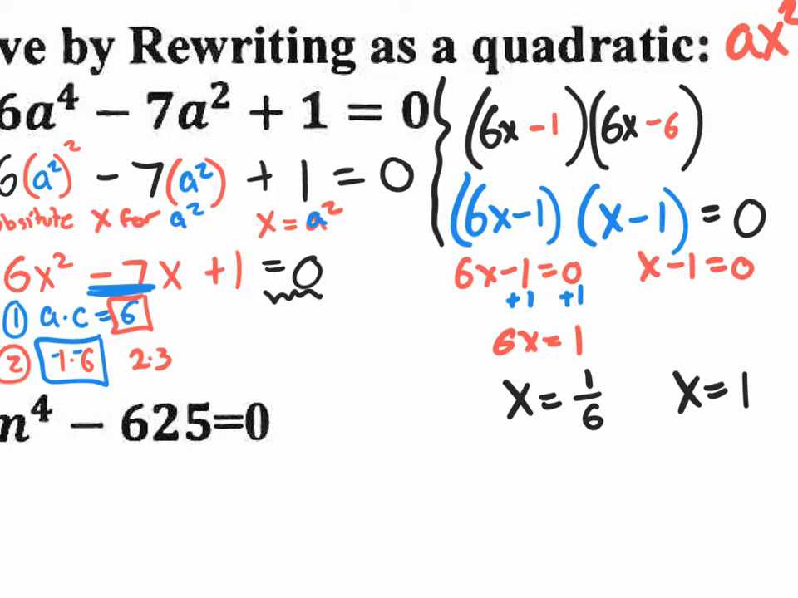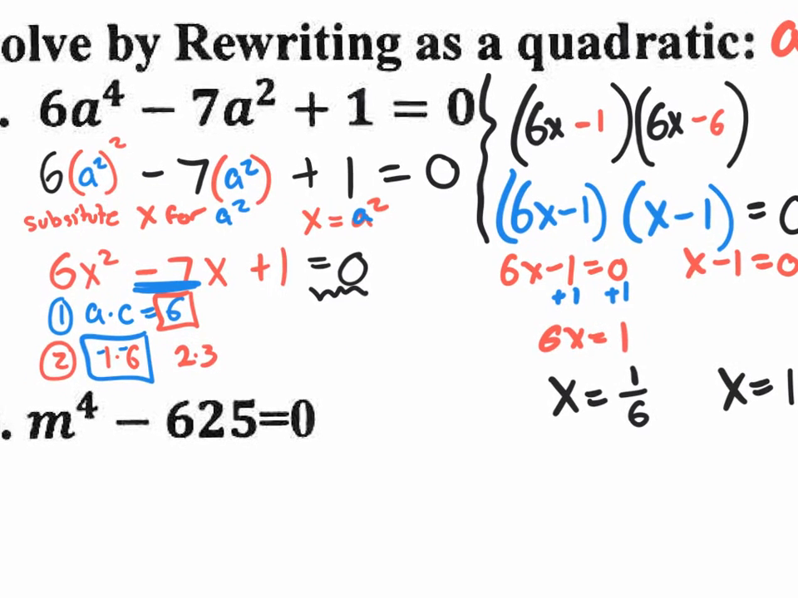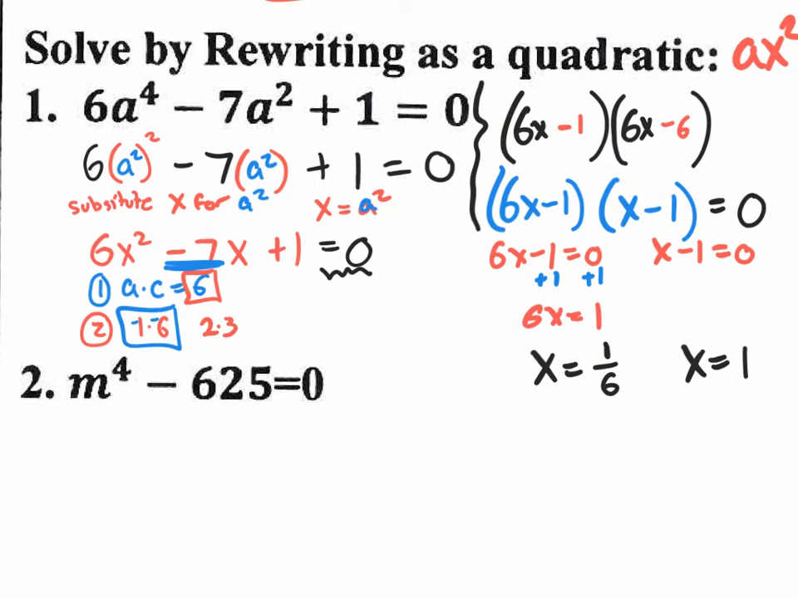Why is that? Because we found the values of x's, not a's, right? How did we end up with x's in the first place? Because I changed a squares to become x's so it'll look nicer. But the fact is, I replaced my a squares with my x's, so I need to go back and re-replace them. I need to change them back from x's to a squares. Both of these x's need to become a squares again to get them back to a's. So I'll have a squared equals 1/6, and I'll have a squared equals 1.